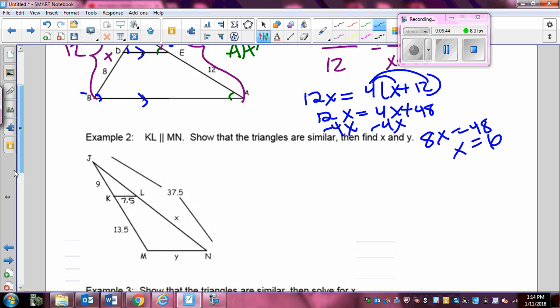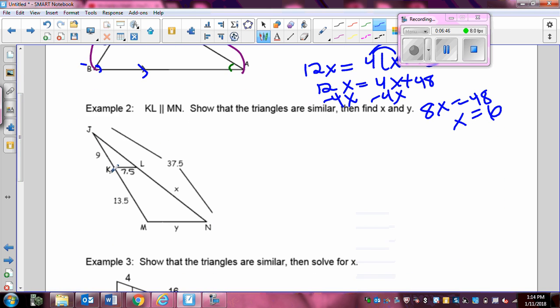Okay. It says that these two are parallel. K to L is parallel to M to N. So that means that they are going to be similar. It's like guaranteed similarity. Show that the triangles are similar. Okay, this angle is congruent to this angle. What else? This angle is congruent to this angle. And they're sharing the common angle, this J. So that means by angle similarity, they are similar. And it says show that the triangles are similar, then find x and y.